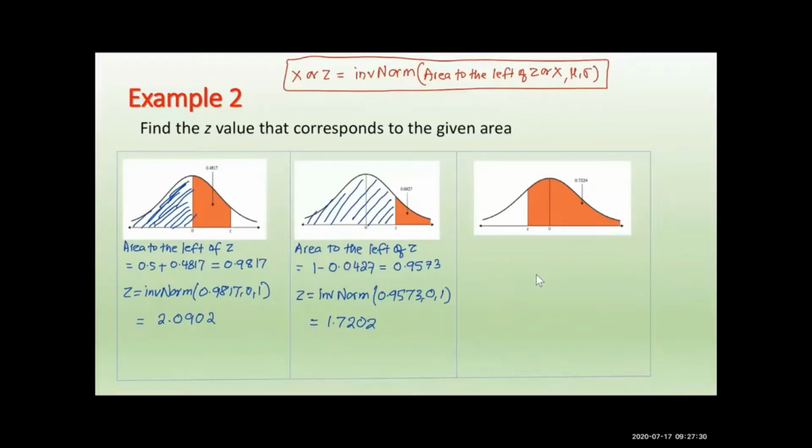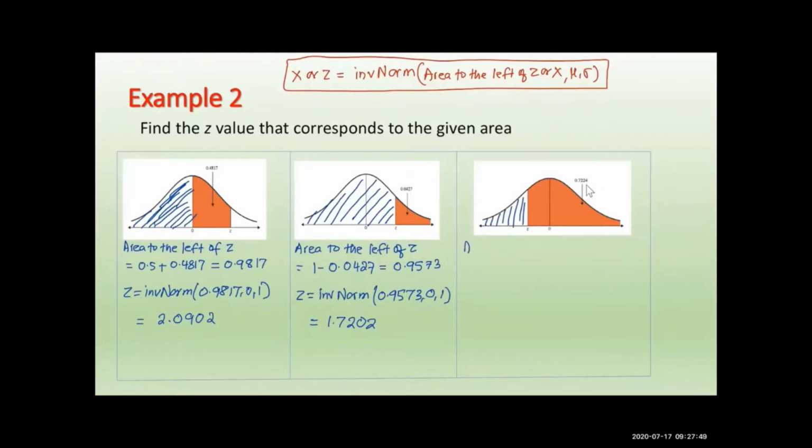Okay, this is the third one. Here you can see we want to find this z-score. They have given the area to the right. We need the area on the left. We actually need this area in order to find the z-score. So let's find that area. It will be total of 1 minus that area.